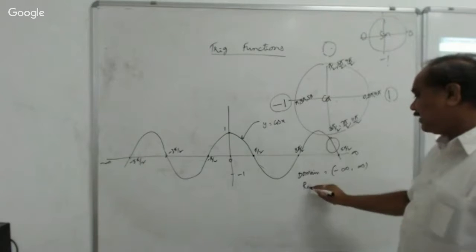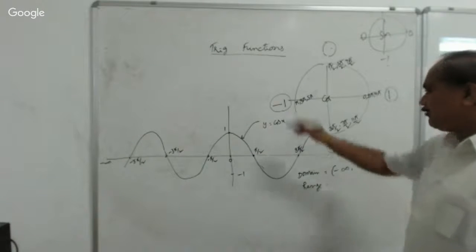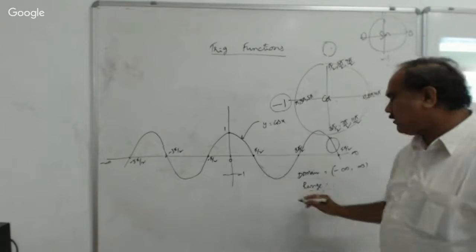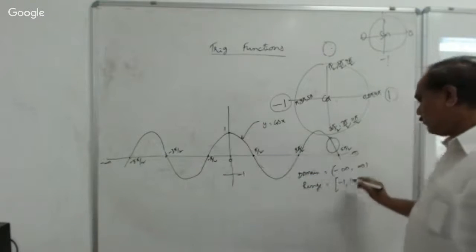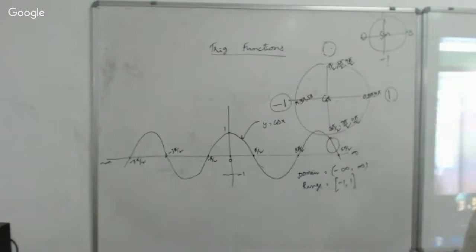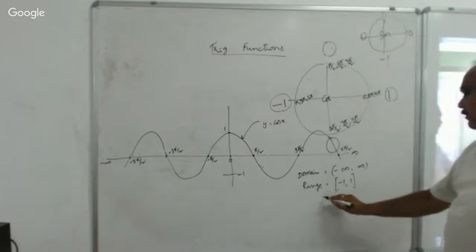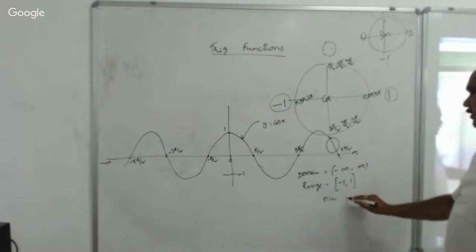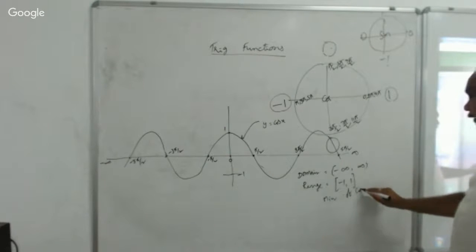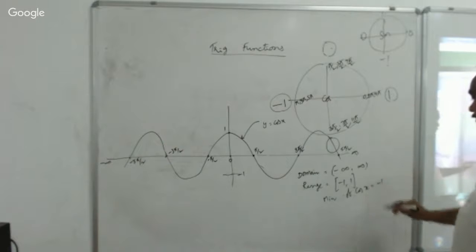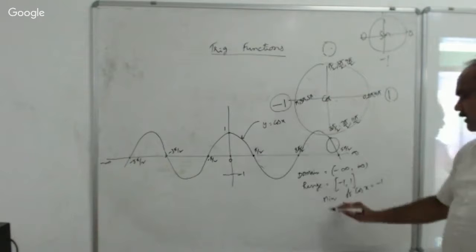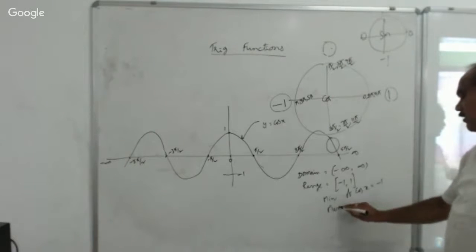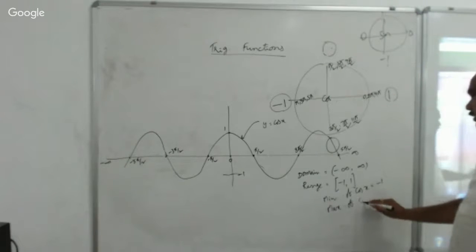Now the range. Range means on the y-axis. It starts from -1 and goes up to 1. Therefore, its range is -1 to 1. Here it is the minimum value, here also the same. The minimum value of cos x is -1 and the maximum value of cos x is +1.